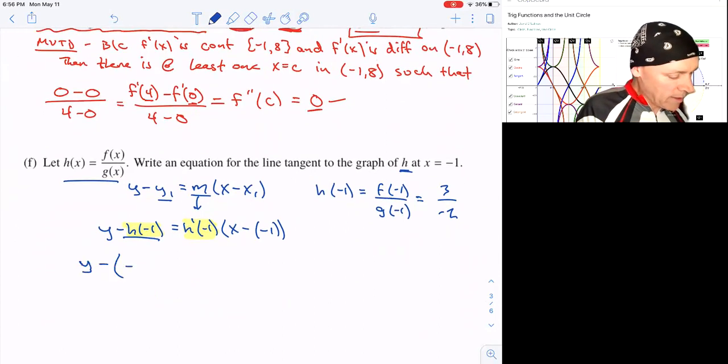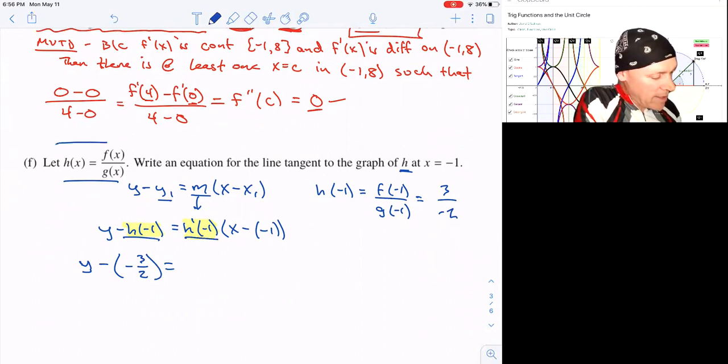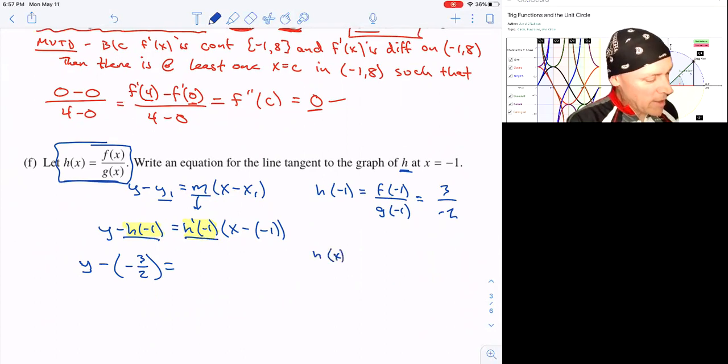Y minus -3/2 is equal to... and now I'm ready to find h prime at -1. I'm looking for the derivative of h, so I'm going to have to use the quotient rule. So let's just do this. H at x, let's give ourselves a little room.